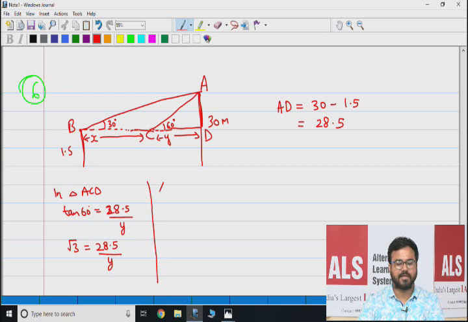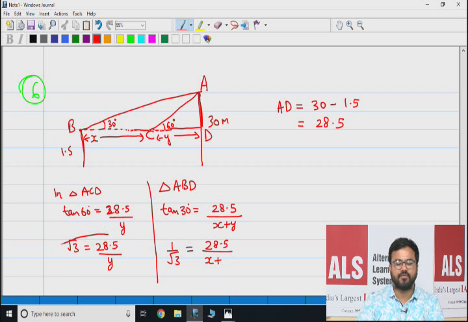Second thing, I will take the triangle ABD, the larger triangle, and in this larger triangle again I will apply tangent. So tan of 30 degrees is perpendicular, which is the same, 28.5, divided by base. Base is nothing but x plus y over here. So tan 30 is 1 by root 3, that is equal to 28.5 upon x plus y. And since we have to find x, in place of y I will put the value from equation 1. From equation 1, you can see the value of y is 28.5 divided by root 3.